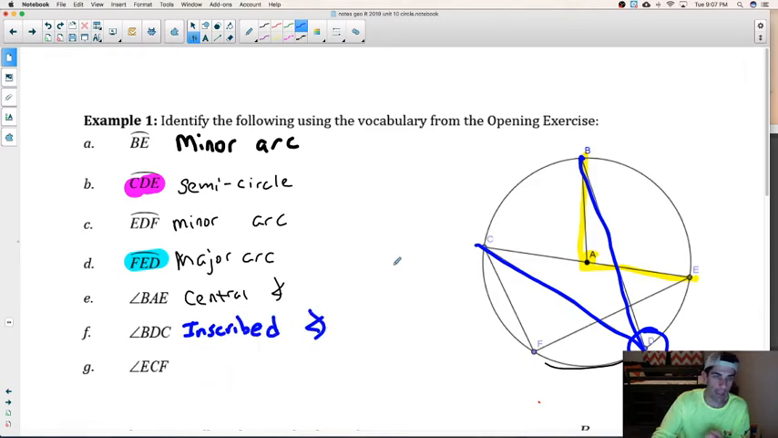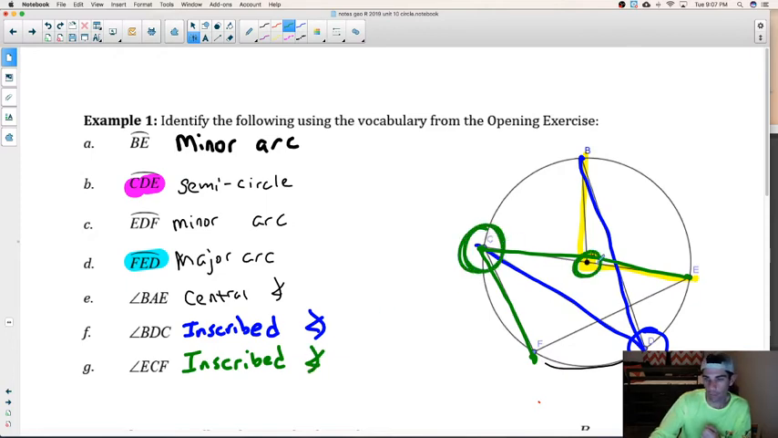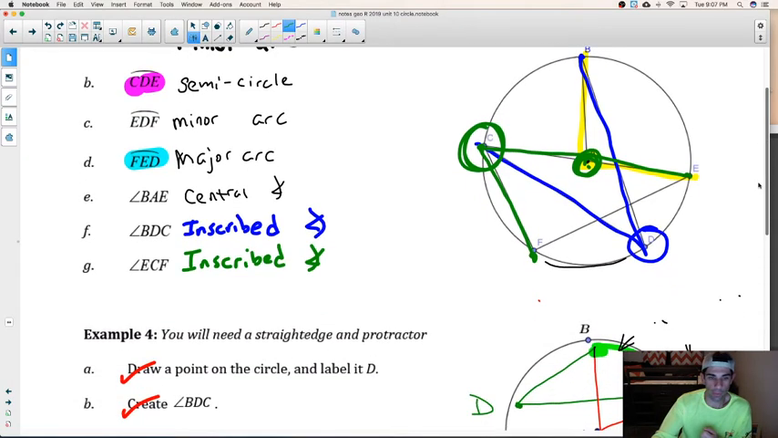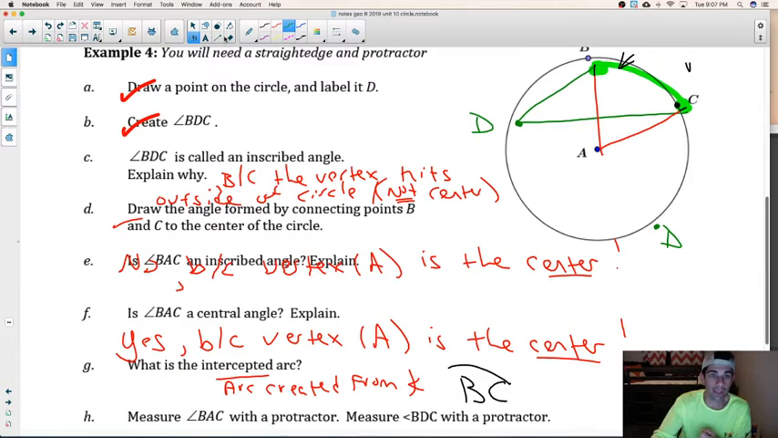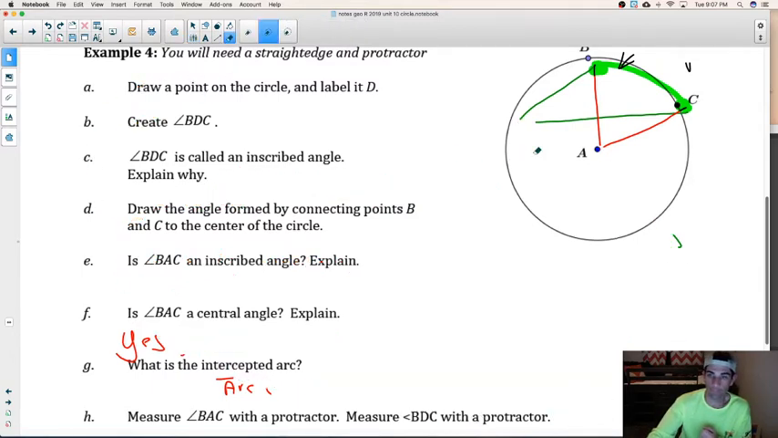angle. And finally, angle ECF. So here's E, here's C, and here's F. Again, hit right there. So that is also an inscribed angle because the vertex is on the circle. And remember, when you're in the center, it's called central. So there's some practice with some of those. Here has some answers on there. Pretend like you don't see them until I erase them.